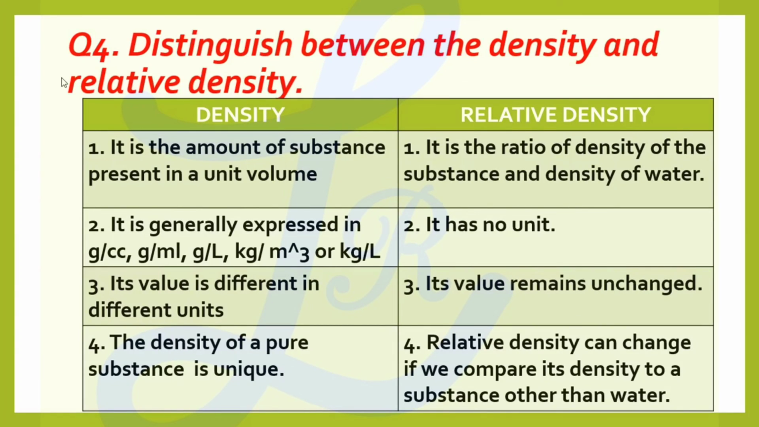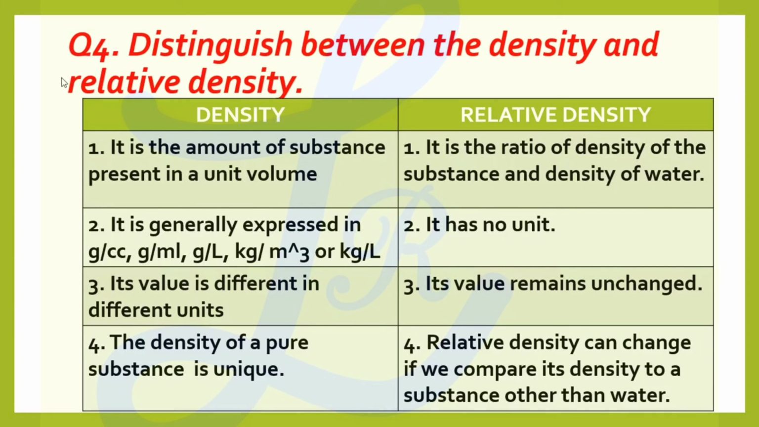Now, the fourth point of difference is that the density of a pure substance is unique. For example, the density of water will be the same in India and in the US. You can go to any place, the density will remain the same at the same temperature and pressure. When I say the density of a pure substance is unique, it means that under standard conditions it will remain the same. It is not going to change.